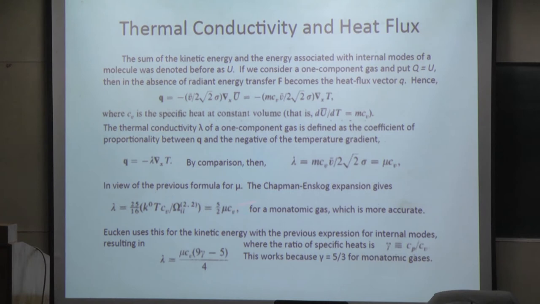But if you do a Chapman-Enskog expansion instead, the more accurate expression for lambda again has the same K and L exponents in the collision integral as does the viscosity, but it has a different coefficient out here. It comes out of Chapman-Enskog theory as 25/16, which leads to it being 5/2 of mu CV. So for monatomic gases, there's a good Chapman-Enskog result which relates the thermal conductivity to the viscosity coefficient in this way.